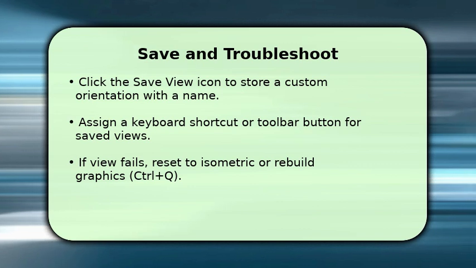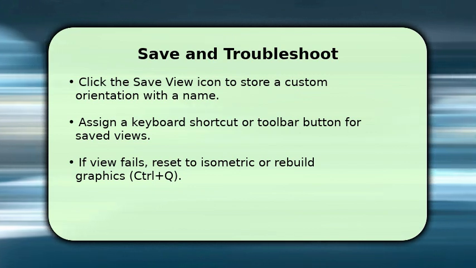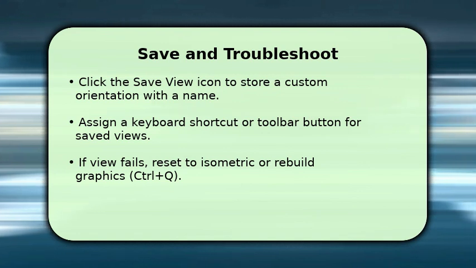Once saved, test it, and if the display looks wrong, reset to an isometric view and rebuild graphics. Press Ctrl+Q to force a full rebuild. If the dialog stops responding, check that the heads-up toolbar is enabled, and that spacebar remains mapped to view orientation.